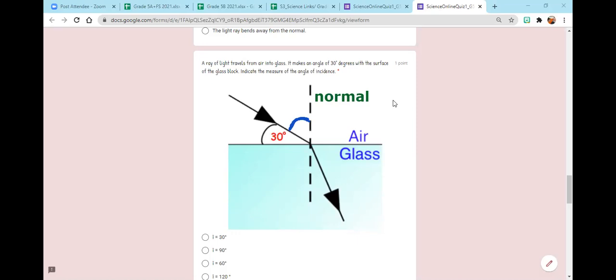30. How 30? This one is 30. How much is this one? 60. We agreed that this whole angle is 90. Okay. This one took 30. How much is this one? 60. Miss, the angle is 60. 60 degrees.